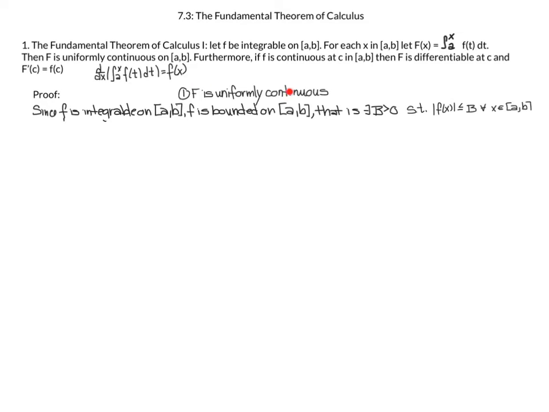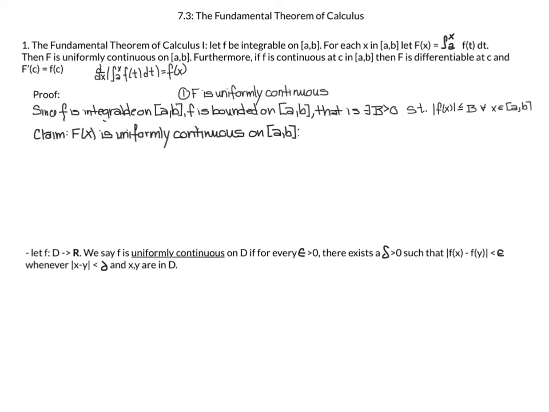So to start, we're going to show that capital F is uniformly continuous, and we're going to use the fact that little f is integrable on the closed interval [a, b]. And since we're talking about a function on a closed interval, that function is bounded on the closed interval. In other words, we can find a maximum. That is, there's a capital B greater than 0 such that the absolute value of f of x is less than or equal to B for all x in the interval [a, b].